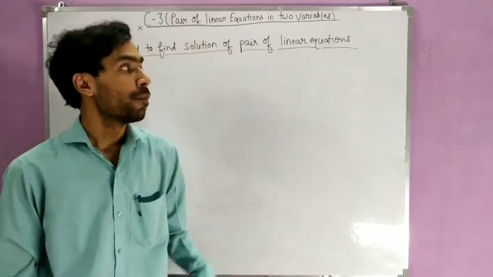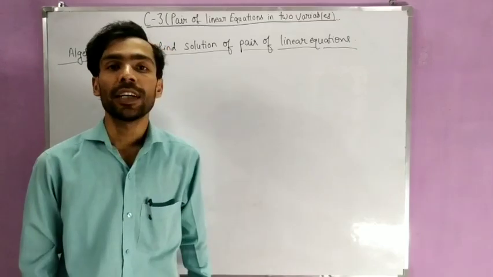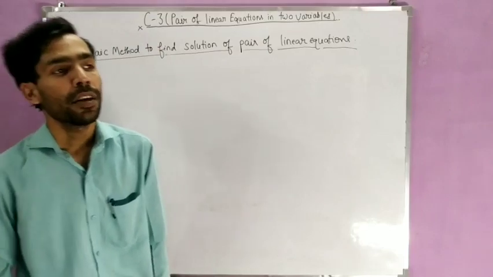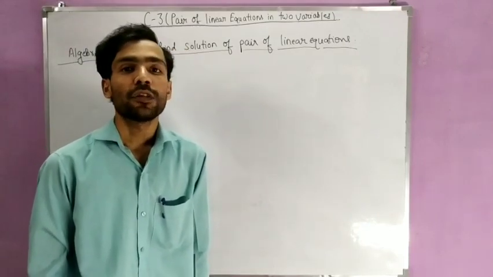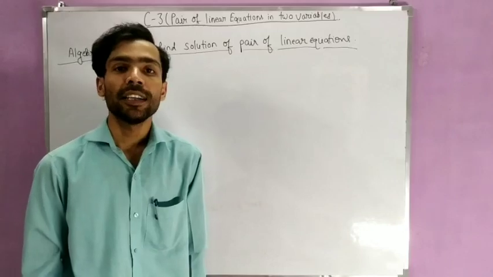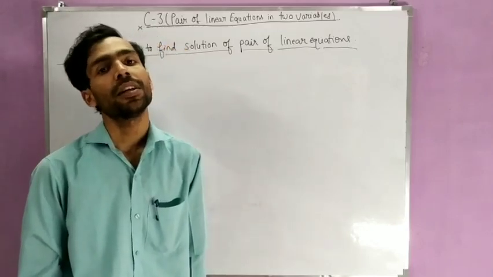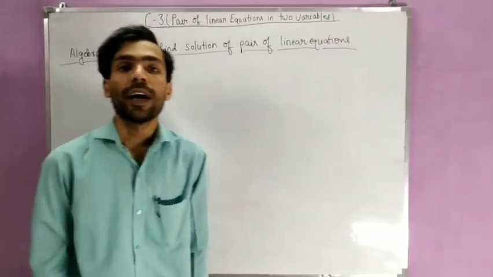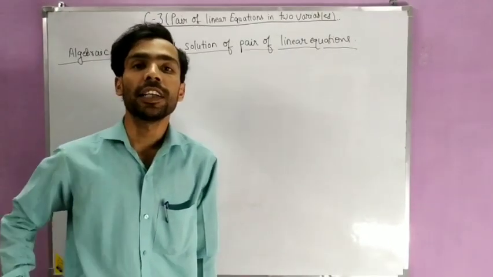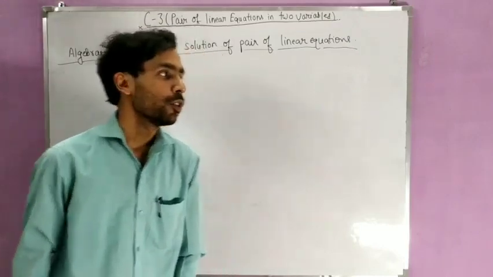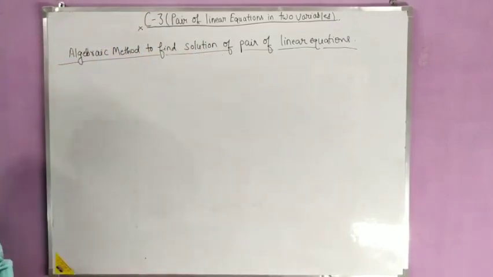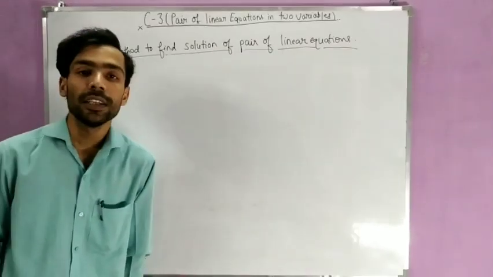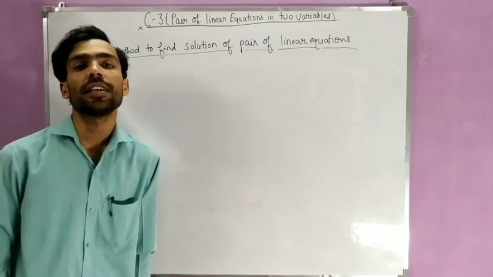So before this part we have covered exercise 3.1 and exercise 3.2. In those exercises we have solved the linear equations and we have also found their solution on the basis of their graphs. So now we will study the algebraic method to find the solution of a pair of linear equations. Okay, so students, whenever you have to find the solution of a pair of linear equations with the algebraic method, there are mainly three methods included.